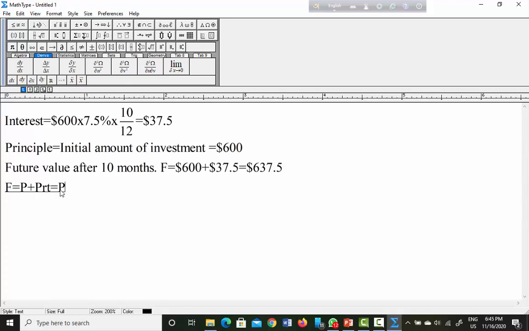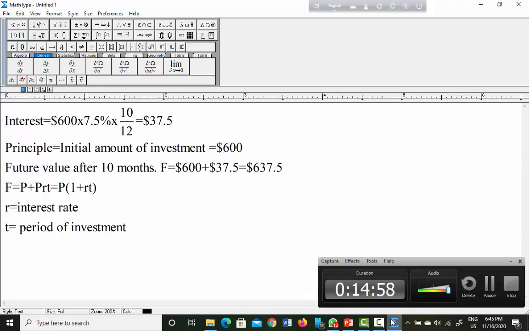So if you take P common here, we will get P into 1 plus RT. So this is the future value formula for simple interest, where R is equal to interest rate, T is equal to period of investment, right? So that's the simple interest.